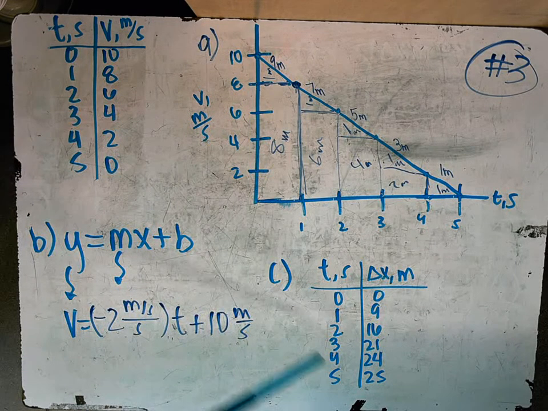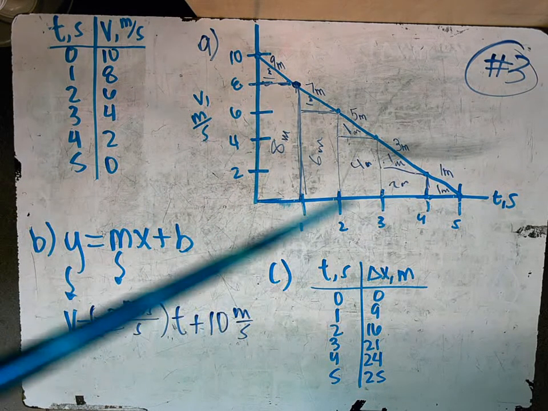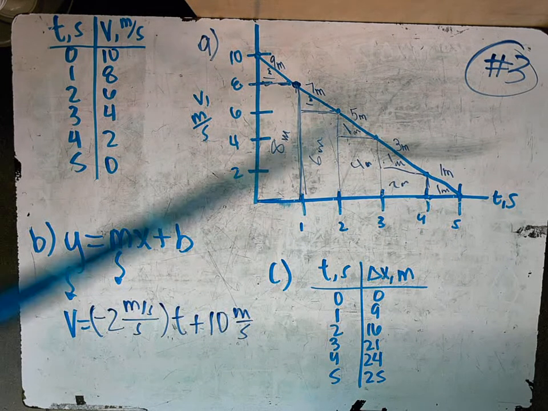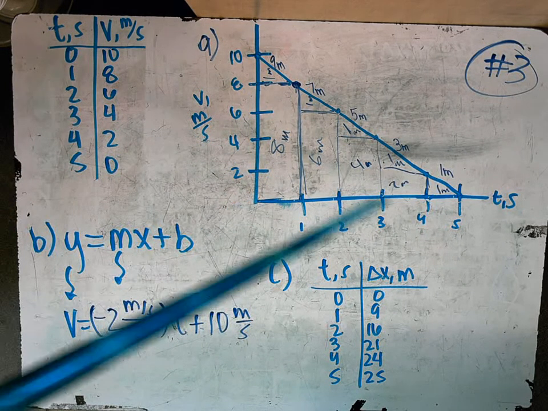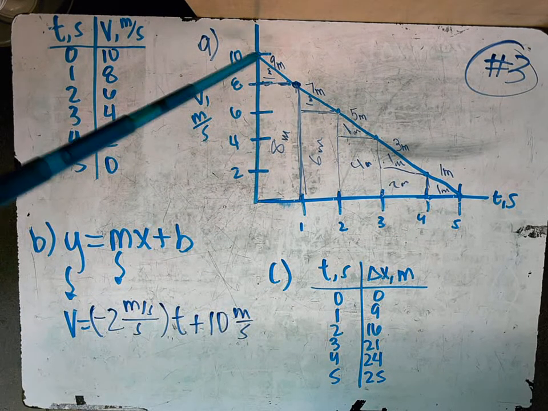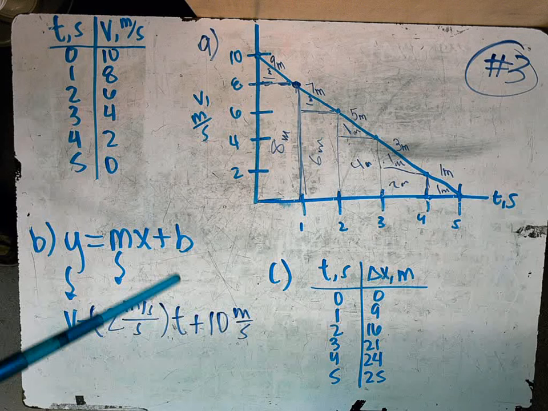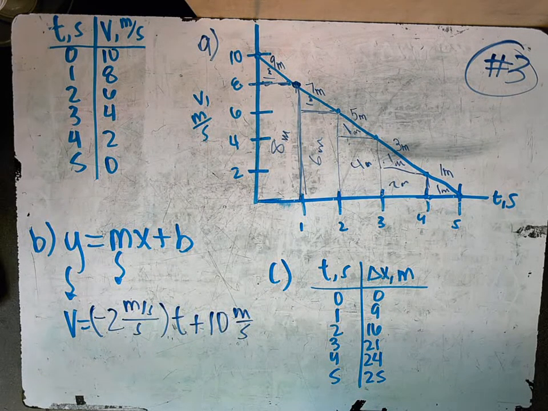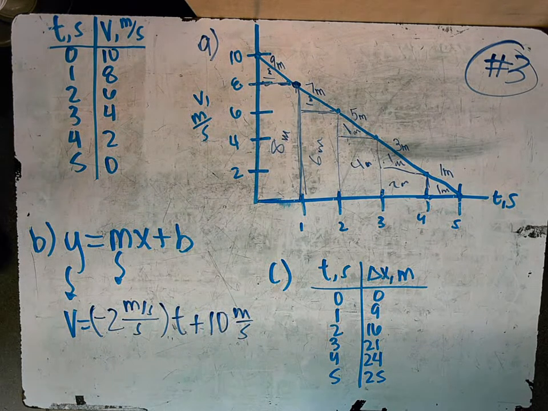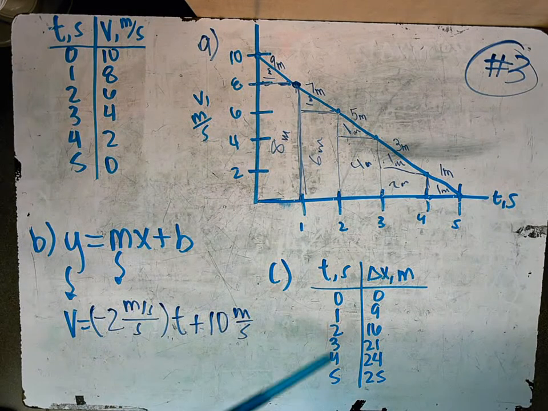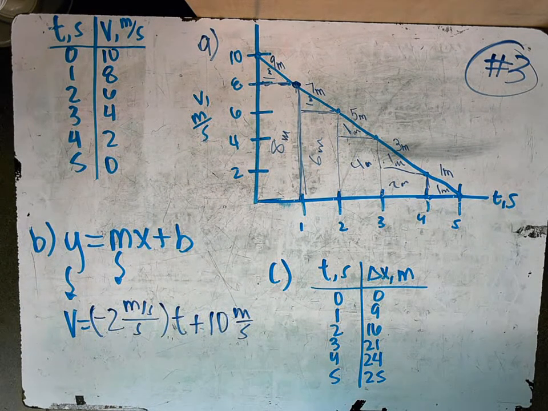Okay, now I can check to make sure I did this right, because what's the whole total area underneath here? Well, it's 1/2 the base times the height. Base of 5, height of 10. 5 times 10 is 50, divided by 2 is 25 meters. You can always check your answer that way. Okay, next we had to graph that. So all we do is graph, for these times, these displacements.